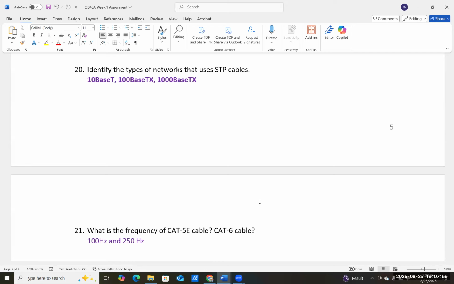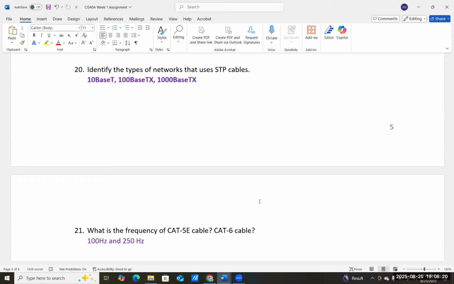Most of the networks that you see are still using Cat5e. This is basically a type of Ethernet cable that is used to connect a system, like your computer, to a switch. Okay, and Cat5e uses a Cat5e connector.